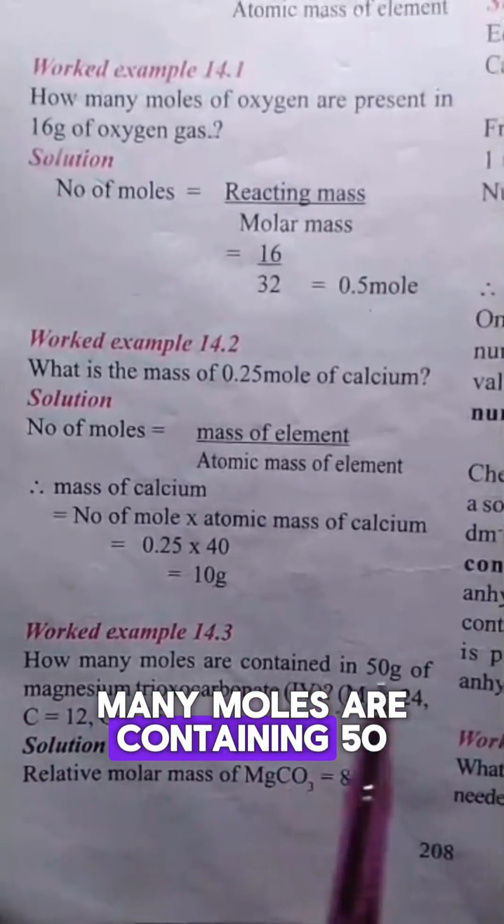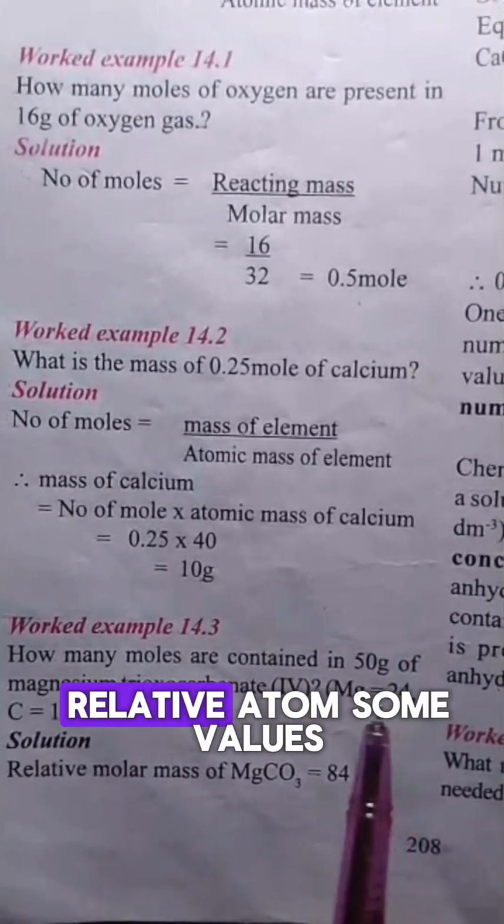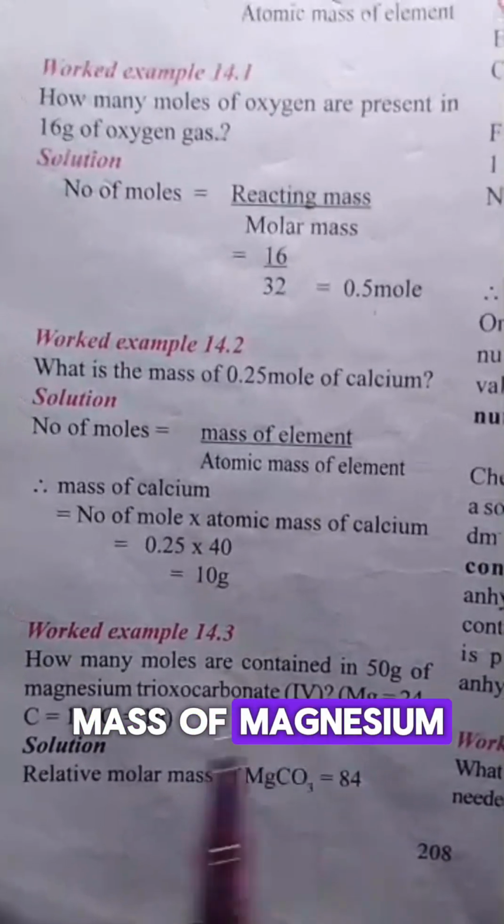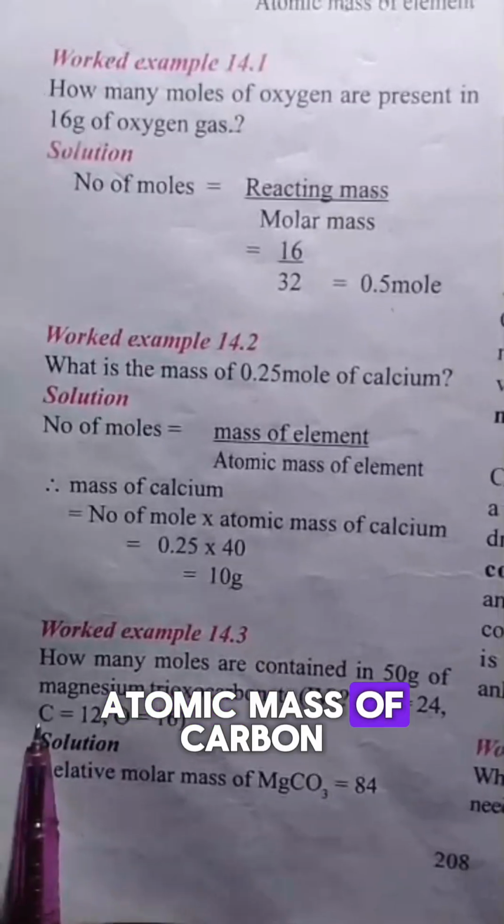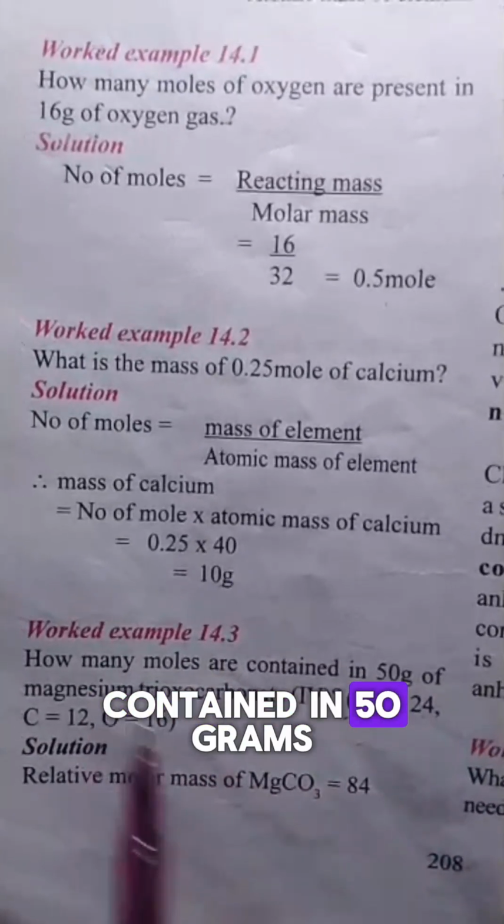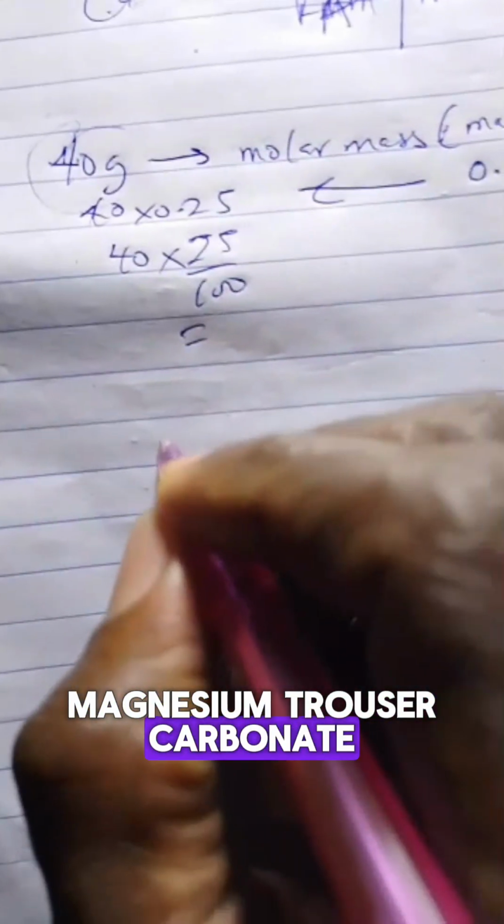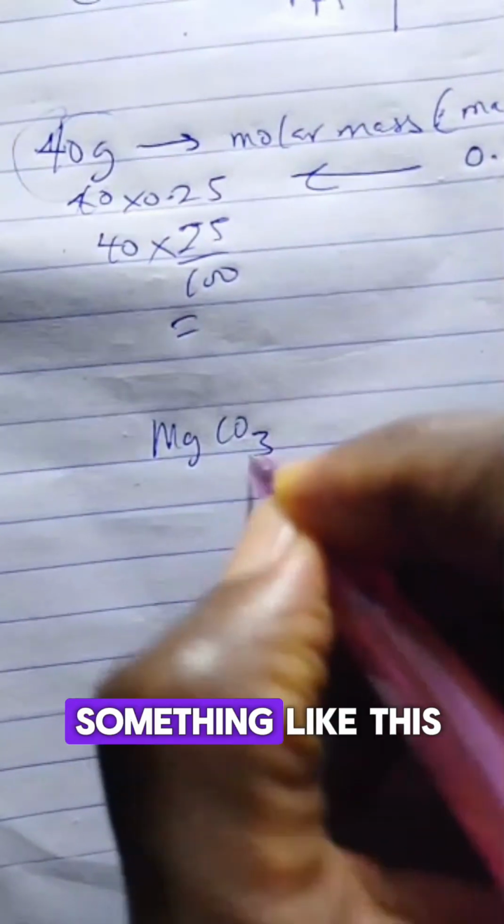Now, how many moles are contained in 50 grams of magnesium trioxocarbonate(IV)? They're giving us some values. This is the relative atomic mass of magnesium, this is the relative atomic mass of carbon, and this is the relative atomic mass of oxygen. How many moles are contained in 50 grams of this? Let's get the molar mass of magnesium trioxocarbonate, which is something like this.